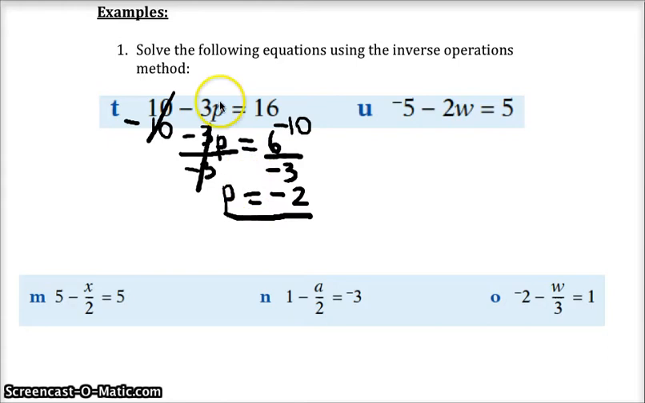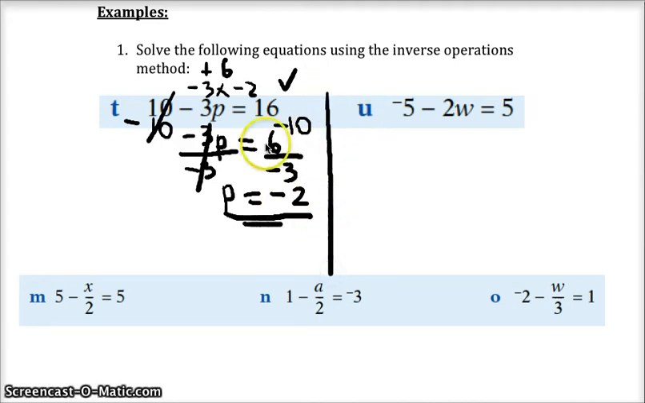If you want to check if you're right, you can substitute it back into the equation. So is 10 minus 3 times minus 2 equal to 16? Well, I would have minus 3 times minus 2 here, which gives plus 6. So 10 plus 6, is that 16? Yes, it is. So this is my final answer. Okay? So inverse operations is all about doing the opposite thing to each side until you get your pronumeral by yourself. Remember, solving equations is all about isolating a pronumeral, getting the letter by itself.